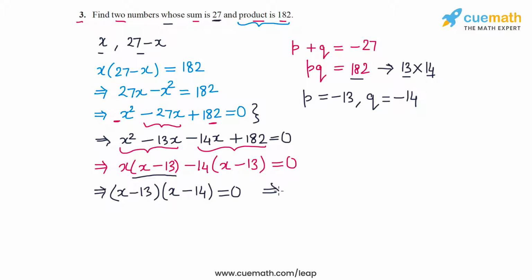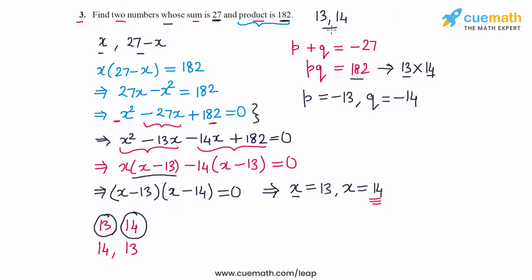And now we can see that the two roots of this equation are x equal to 13 and x equal to 14. So if x is equal to 13, then the first number is 13 and the second number is 27 minus 13, which is 14. And if we take x equal to 14, then the first number is 14 and the second number is 27 minus x, or 13. So in both cases of the roots, we get the same pair of numbers. We get 13 and 14. So the answer is that the two numbers whose sum is 27 and product is 182 are 13 and 14.